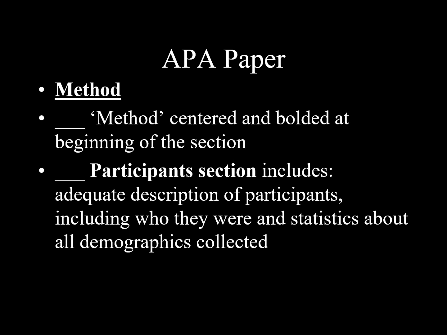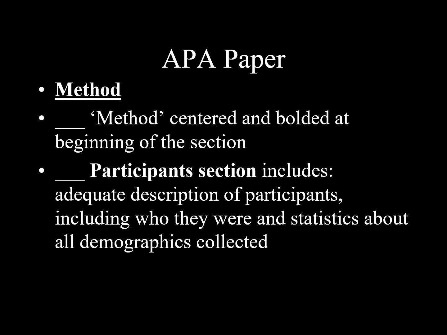The method section is next, "Method" centered and bolded at the beginning of this section. We generally open the method section with a participant section, which includes an adequate description of the participants, including who they were, and statistics about any demographics collected. So this would be where we have descriptive statistics describing our population sample.